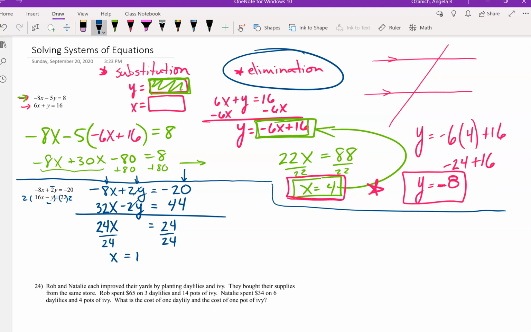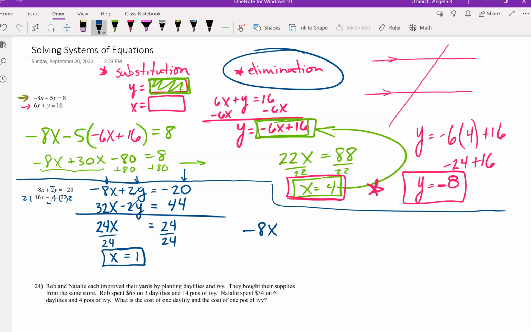Now, am I finished? Okay. You should be shouting out, no, I'm not finished. I still have to solve for y. All right, well, let's grab the first one. It doesn't matter which equation you plug it back into. I'm going to go ahead and grab this first equation.